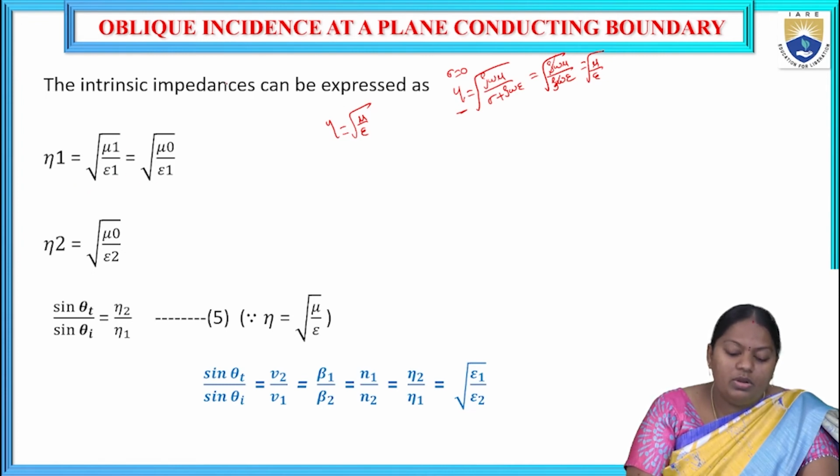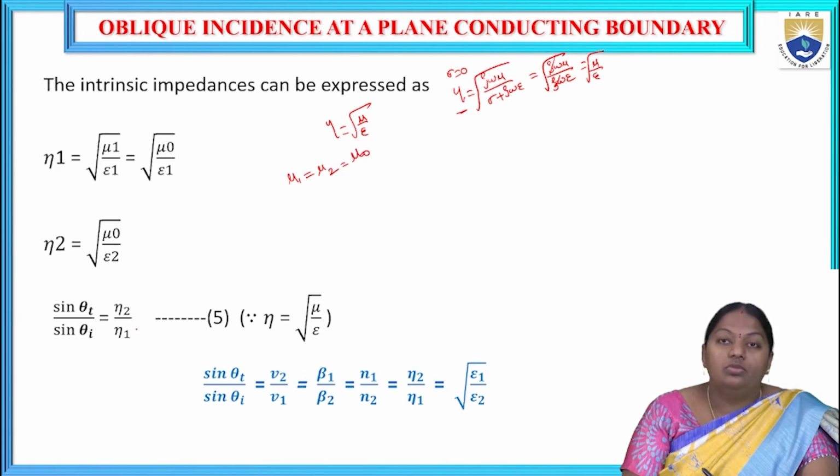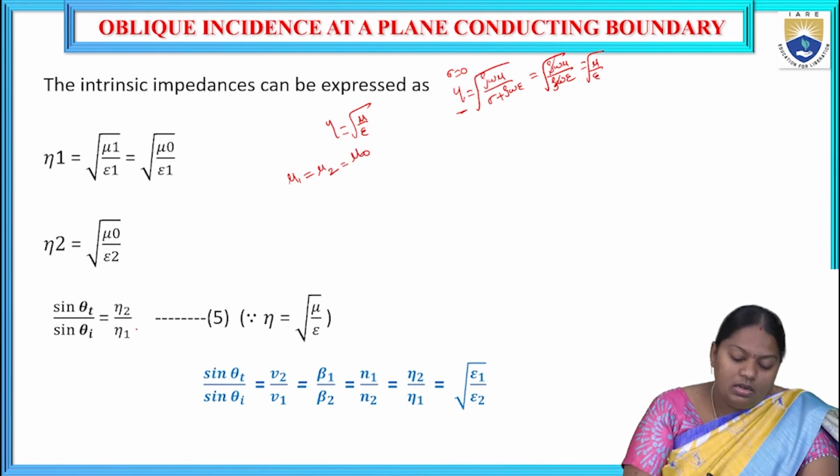For a non-magnetic medium, just now we have seen that mu 1 equal to mu 2 equal to mu naught. Now if you substitute mu 1 by mu naught, we get root over mu naught by epsilon 1, and eta 2 equal to root over mu 2 by epsilon 2. Now if you substitute mu 2 by mu naught again, with epsilon 2, then this becomes the sine theta t relation.